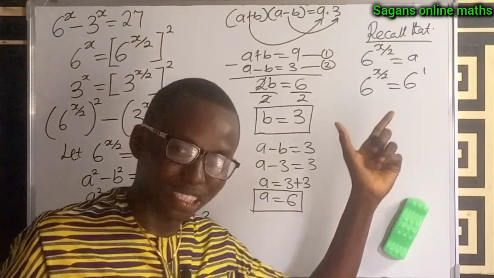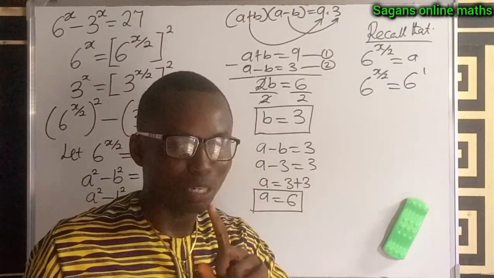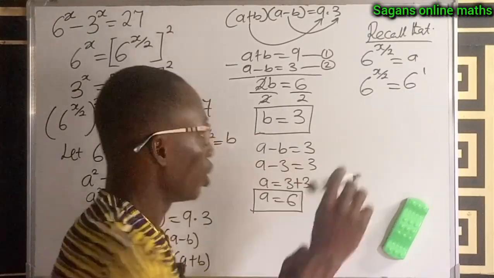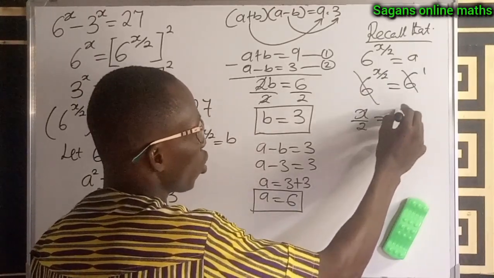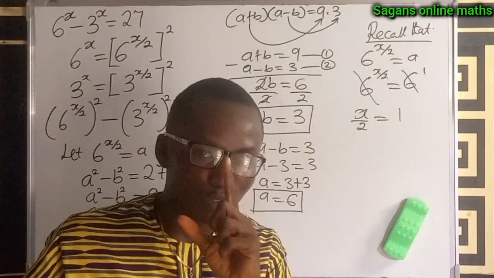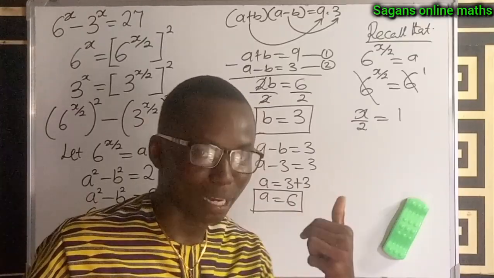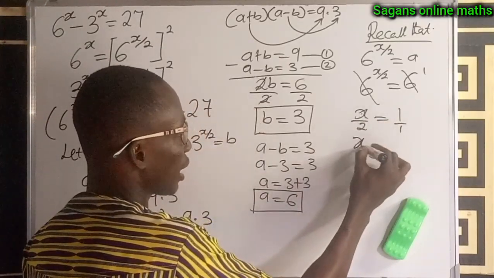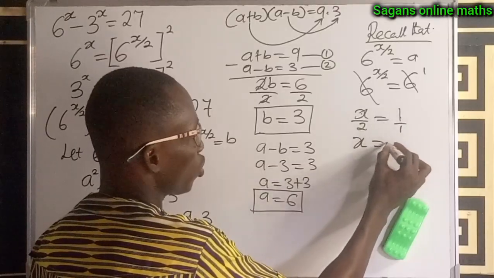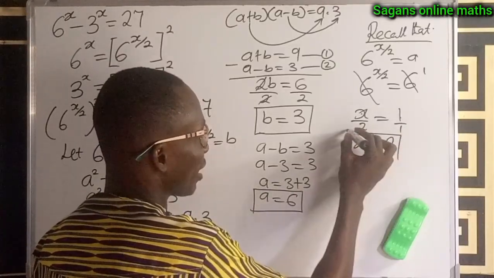And the bases are the same. Since the bases are the same, we can do without them and equate the powers. So we see that x divided by 2 is equal to 1. And the denominator of this 1 is also 1. By cross multiplying, 1 times x gives us x, and 2 times 1 will give us 2. And this is the value of x.